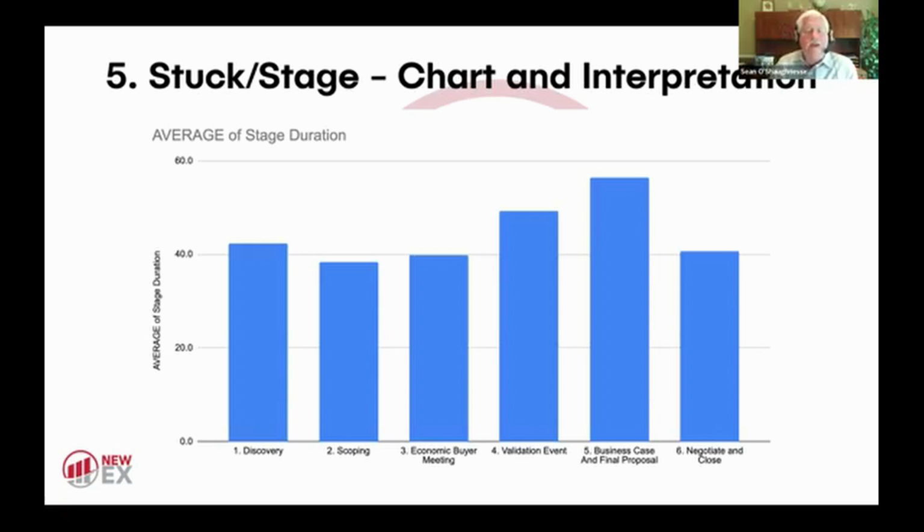Now, earlier I pointed out that there were so many people that were stuck at 5, business case and final proposal. Yeah, look at it. It's 50, probably better than 50 just by looking at the bar chart here, right? So how many people are stuck there?